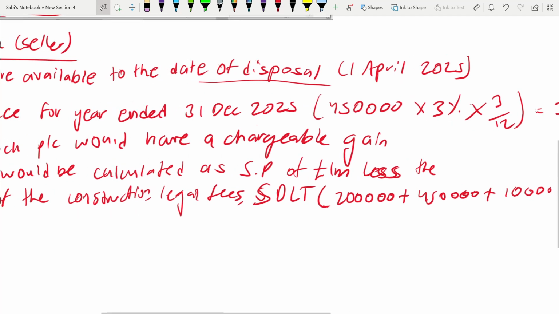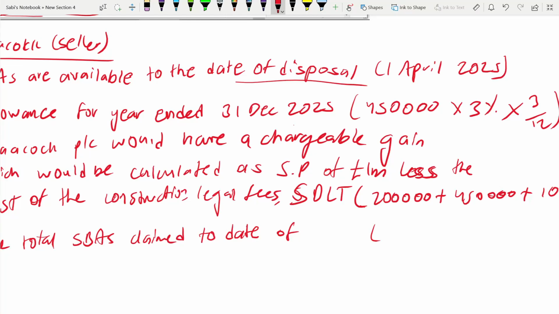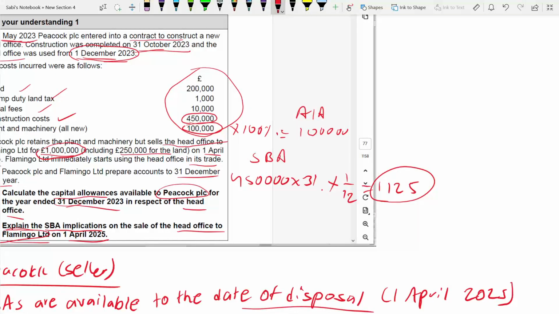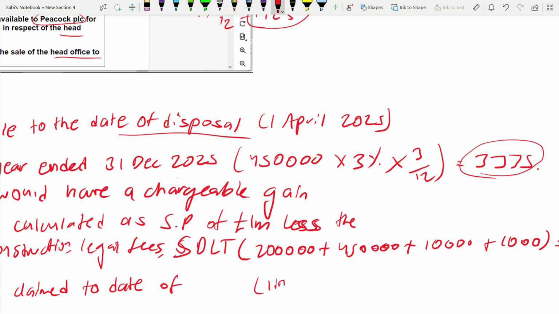Okay, now the next, the total SBA's claim to date will be added to the proceed when calculating the gain. So this total SBA claim to the date will be added with the chargeable gain. How much? I'll leave some space for you to calculate. How much? SBA already we have calculated. Here 1125. Then first 3 months before you are selling 3375. So 1125 plus 3375 plus what?